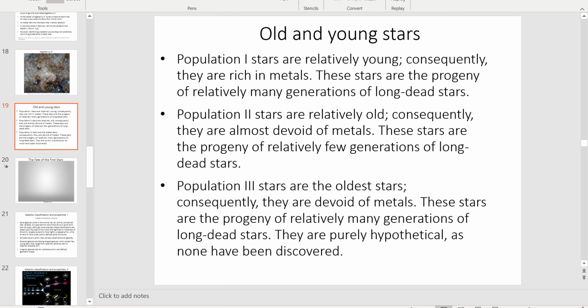Population 1 stars are relatively young. These stars are rich in metals. And the reason they're rich in metals is because they actually formed from, I don't want to sound too morbid here, but the excreted gaseous guts of long dead stars. It's a sort of poetic way, but also macabre way of putting it.